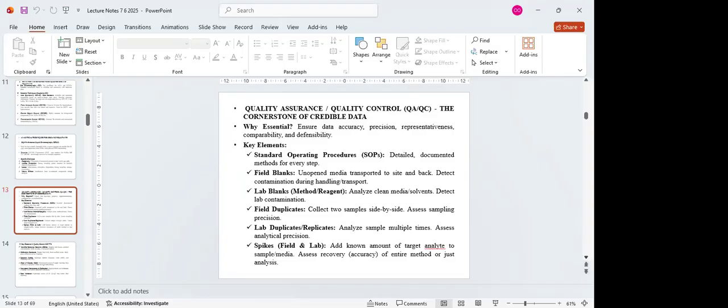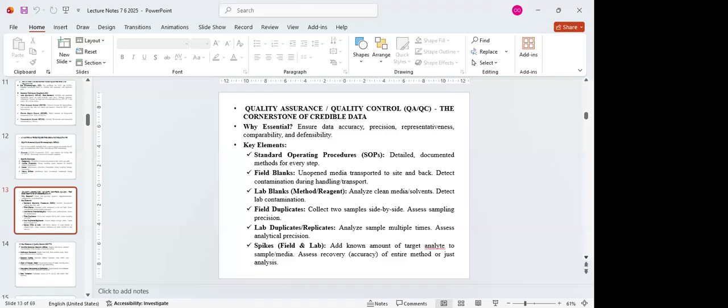Lab blanks are reagents. They are used to analyze the clean media and solvents, and for us to detect any contamination as the case may be. Some of the blanks are for standardization, some of the blanks are for the analysis itself.